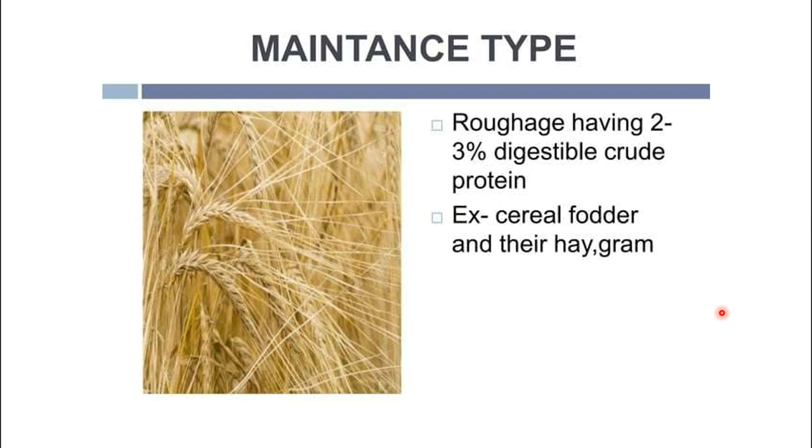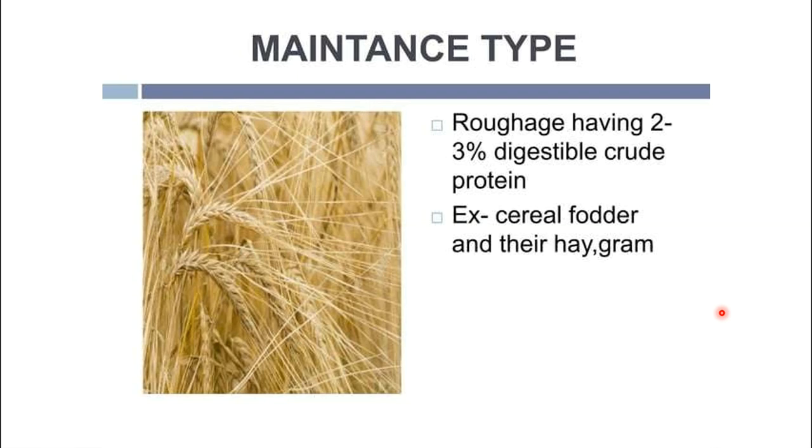Whereas the maintenance type of ration is the roughage having 2 to 3% DCP, or digestible crude protein. Yesterday we saw what a crude protein is, what a digestible crude protein is, etc. So these are cereal fodders and there are also the grams. Varieties of grams are there. Then accordingly these are obtained from different types of grams.